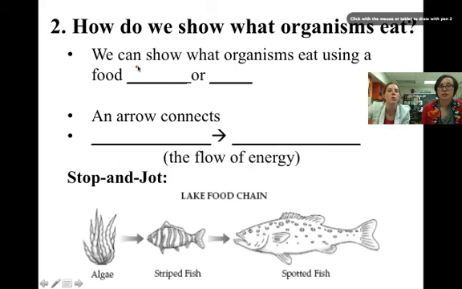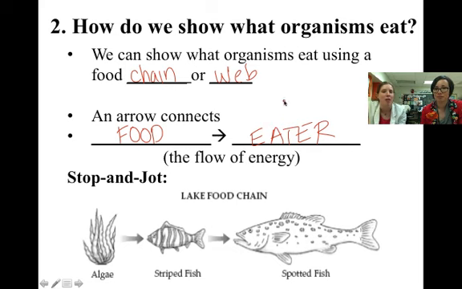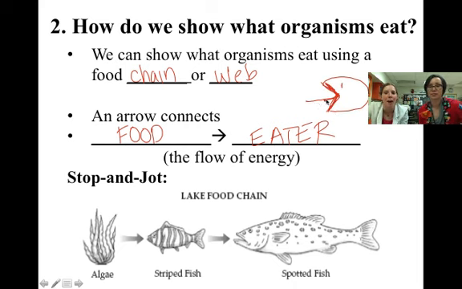Okay, so we can show what organisms eat using either a food chain or a food web. And in a food chain or food web, there will be arrows that connect the food to the eater. Now, believe it or not, this is a source of trouble for a lot of students, remembering what direction the arrow goes. So I like to picture a big mouth like this with an arrow going into the mouth, and you can see the arrow kind of makes up the mouth. And here's the food, maybe a hamburger, going in.